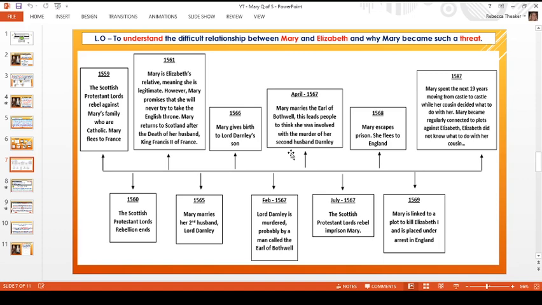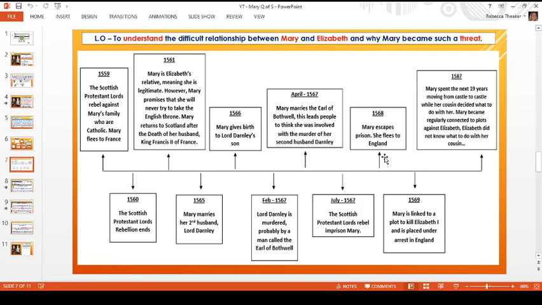So things are going a little bit pear-shaped for Mary now. Quite a few fingers are pointing at her. People think that she's guilty of murder and they want to put her on trial. So July 1567, this should be your next card. The Scottish Protestant lords rebel and they imprison Mary, and they claim that she should be taken to court and that she should be tried for the murder of her husband.